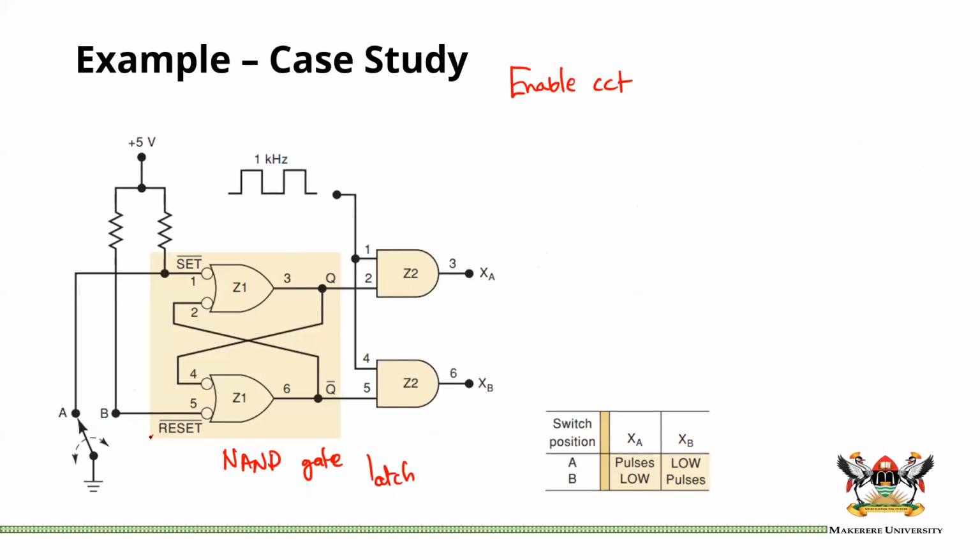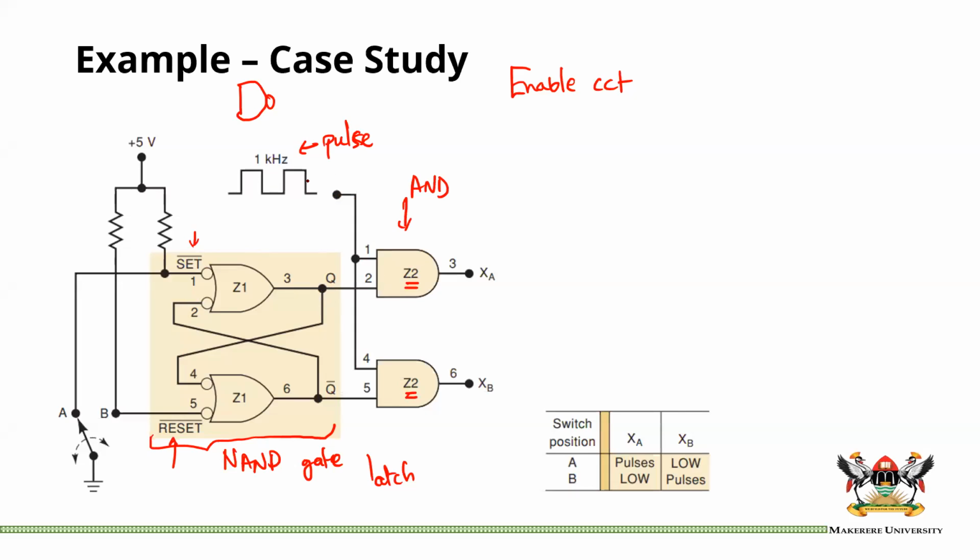This is a NAND gate latch, this part here, which is shaded. It is not NOR, but NAND, I think you remember, because this gate is essentially a NAND gate if we do the alternative. This tells you that these are active low, because they have bars. Now the output Q goes into gate Z2, which is an AND gate, and the inverted output goes into another gate Z2, which is also an AND gate, and the other inputs into these AND gates come from the same source, which is a pulse.